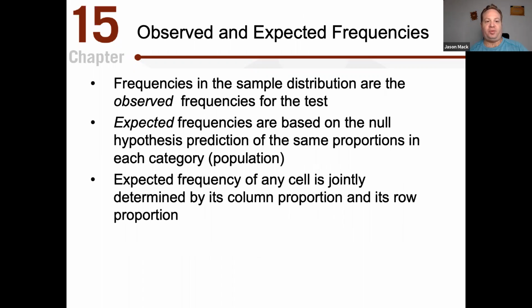Observed and expected frequencies. Frequencies in the sample distribution are the observed frequencies for the test. Expected frequencies are based on the null hypothesis prediction of the same proportions in each category of the population. The expected frequency of any cell is jointly determined by its column proportion and its row proportion.